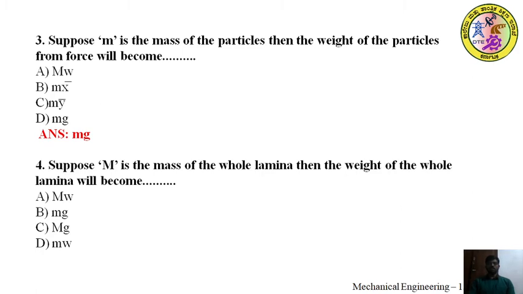Fourth question, suppose big M is the mass of the whole lamina, then the weight of the whole lamina will become, the options: A, big M into W, small m into B; option B, small m into G; option C, big M into G; and option D, small m into W. The answer will be big M into G. Big M means the mass of the whole lamina.